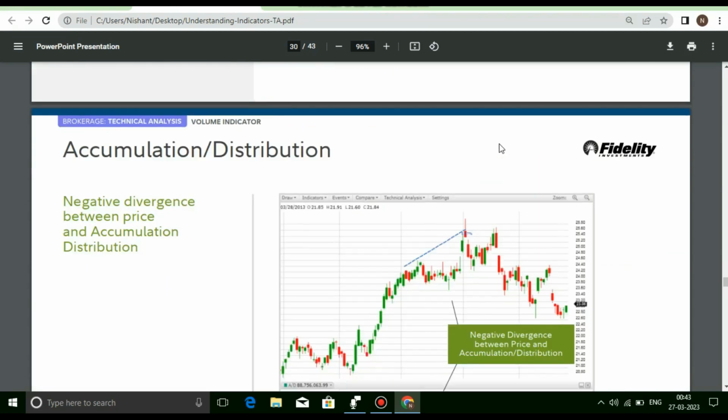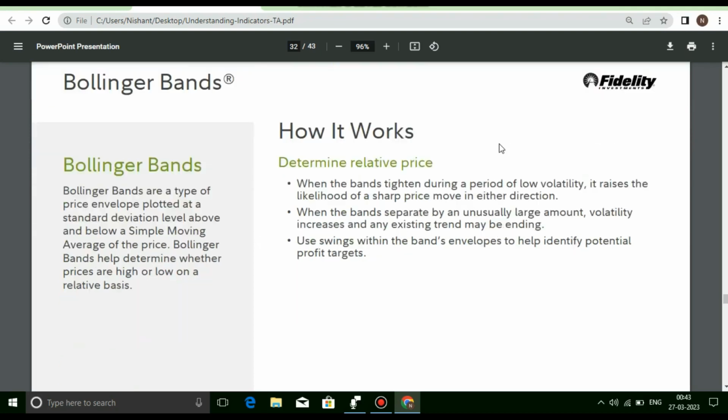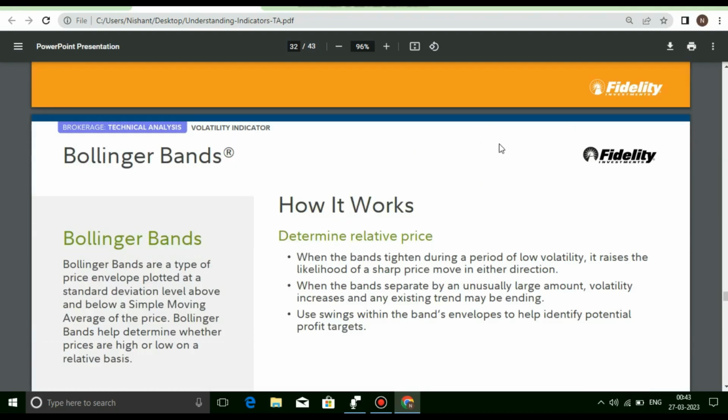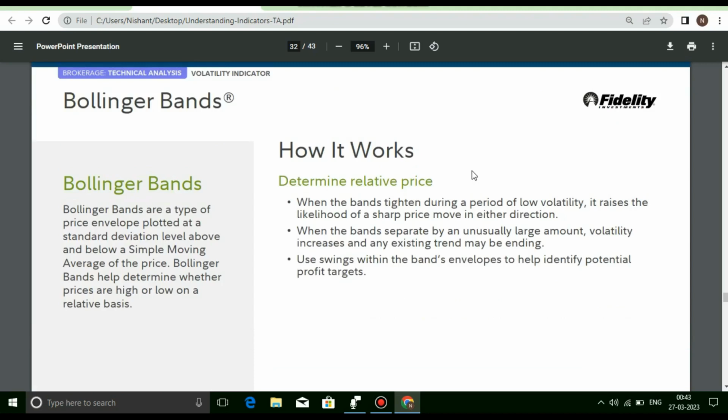So the very next indicators we have are volatility indicators, and the first volatility indicator is Bollinger Bands. Bollinger Band is one of my favorite indicators when it comes to predicting the breakout. At which point of the market the breakout is going to happen, Bollinger Band can help you to predict that. But first, let us define what Bollinger Bands are.